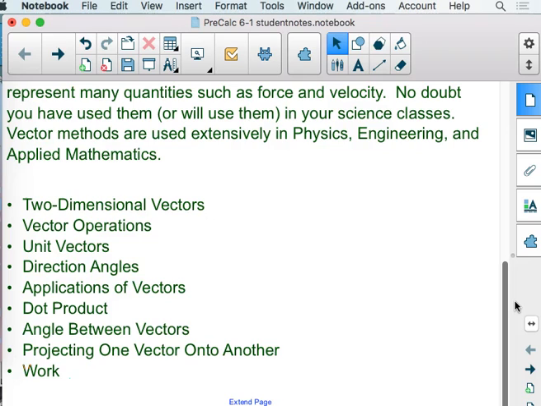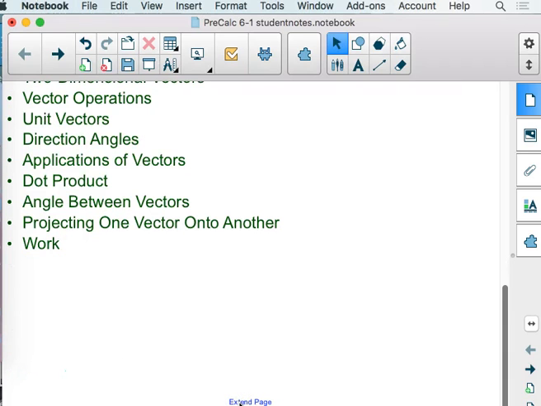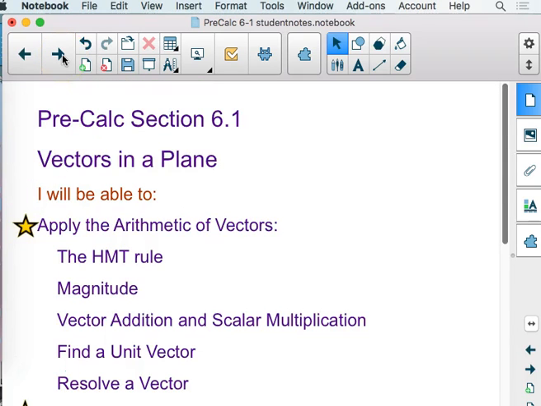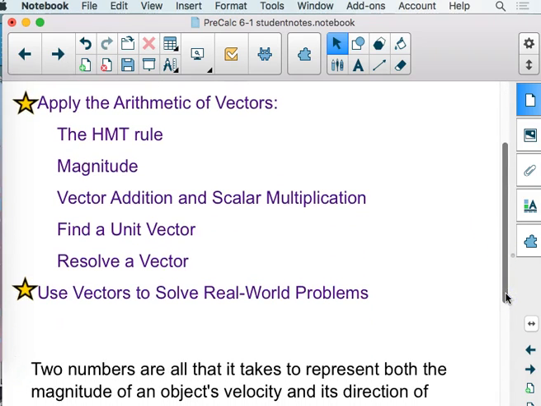So, we will do a little bit with work, although we did that in 9th grade science class. Do you remember that? Force and work and all that good stuff? Yeah. So, just a little reminder about those things. So, 6.1 is about vectors in the plane. We want to be able to apply the arithmetic of vectors. We want to be able to use the head minus tail rule, the HMT rule, find magnitude, look at vector addition and scalar multiplication, which are very basic. We want to find a unit vector, which is mostly, once we learn all the symbolism and what it's for, we'll be totally fine. Resolve a vector, probably not today. We'll see how this goes.